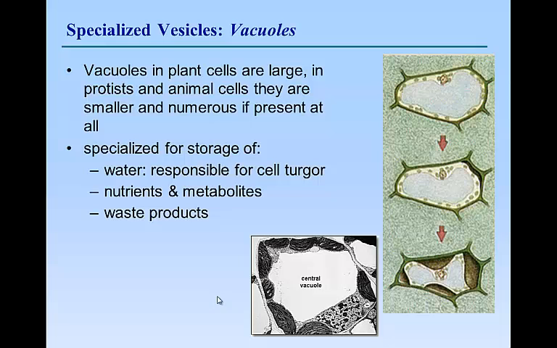Here's a picture of a specialized vesicle that you find within plants. It's called a vacuole. And vacuoles, for the most part, are large in plants and protozoans, and they're used for storage. One of the important things that they do is they store water.